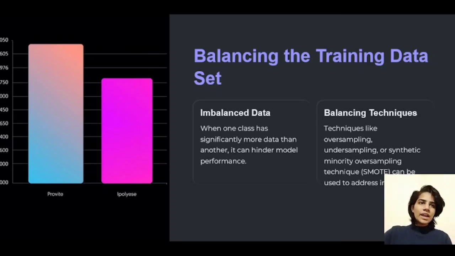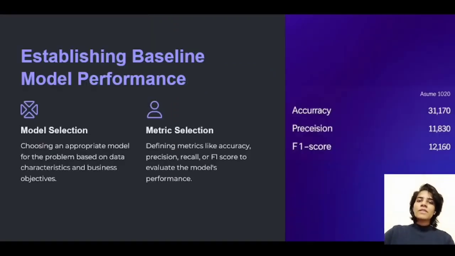This is balancing the training data set. So, imbalanced data and balancing techniques. When one class has significantly more data than another, it can hinder model performance. Now balancing techniques like oversampling, undersampling or synthetic minority oversampling technique, SMOTE, can be used to address imbalances.